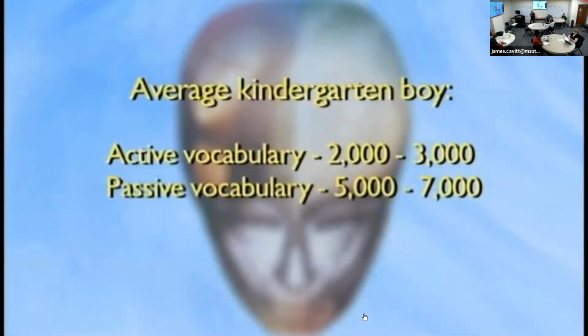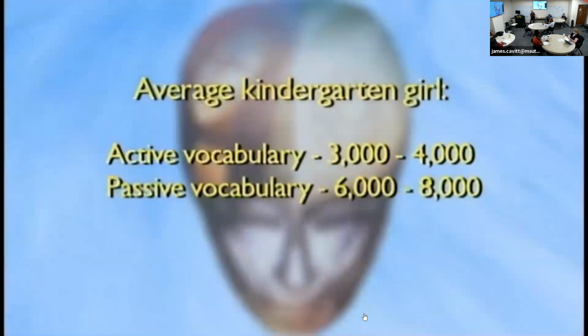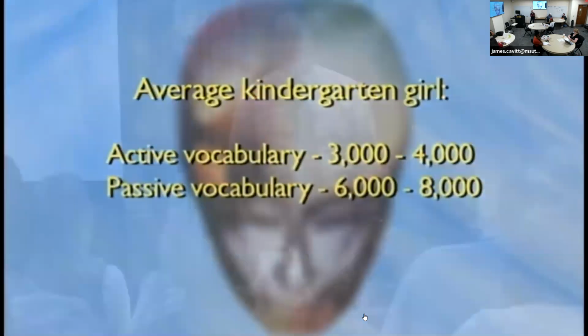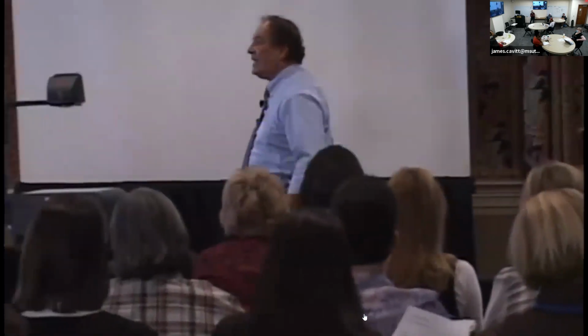Okay? Now, when the average boy comes to kindergarten, he's got an active vocabulary between 2,000 and 3,000 words, and a passive vocabulary of 5,000 to 7,000. The average girl coming to kindergarten bumps those numbers up by 1,000. The average girl comes with 3,000 to 4,000 active and 6,000 to 8,000 passive. By the way, they speak it with 90% accuracy. They learn the syntax. They know to say, I want some candy. They don't say some candy I want. Because if they do, they don't get it. Try to correct it.